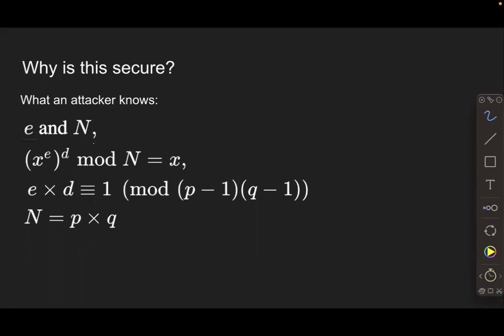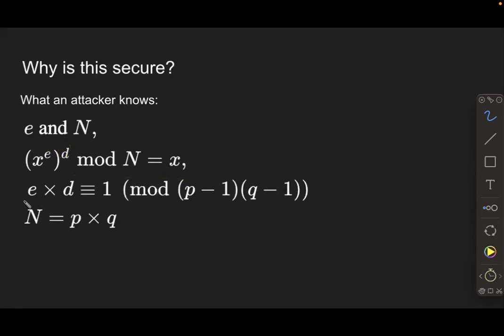He also knows that this is true: X to the E, and if you take it to the power of D and mod it by N, you'll get X back. He's even done that because he sent a message. So he knows this. He still doesn't necessarily know what D is, though.